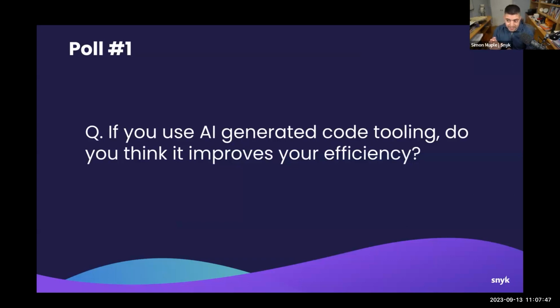If you use AI-generated code tooling, do you think it improves your efficiency or actually makes you potentially less efficient? So I'm going to launch this now, and you'll see there are 5 answers. So we have, yes, I use it and it greatly improves, or yes, I use it and it moderately improves. Yes, I use it, but there's no improvement, or consider that to be less improvement as well. Or maybe you don't use it. Maybe it's because your company are blocking you from using it for various security reasons or legal reasons, or maybe no, and you choose not to use it.